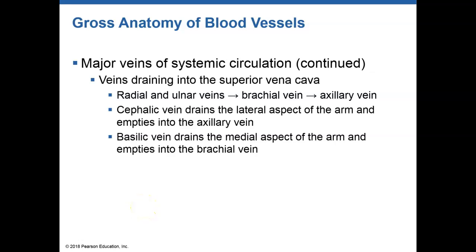Let's get into the veins that then drain blood back into the inferior or superior vena cava. So veins bring blood back to the heart. If we start in the arms, we have the radial and ulnar veins, named for their areas, just like I said, veins tend to have the same names as their artery counterparts. They drain into the brachial vein, which then becomes the axillary vein.